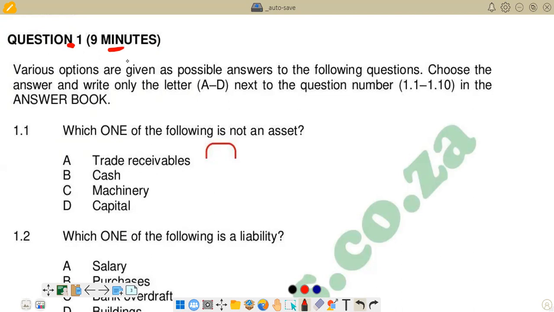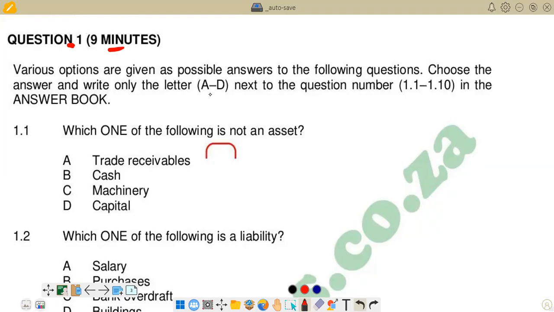Let's take note there: you're expected to spend about 9 minutes on that question. The question reads, various options are given as possible answers to the following questions. Choose the answer and write only the letter A to D next to the question number, that is 1.1 to 1.10 in the answer book.